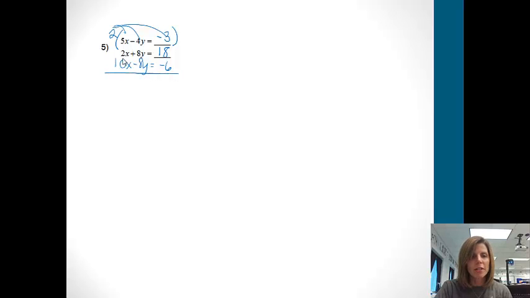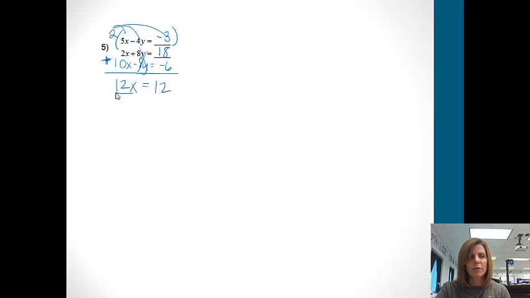So now I just need to decide, should I add the two equations or should I subtract the two equations? If I add the two equations, 8 plus negative 8 will eliminate. So I'm going to add the two equations. All right, so 2x plus 10x is 12x. And then 8y plus negative 8y, they are gone. And then 18 plus negative 6 will be 12.